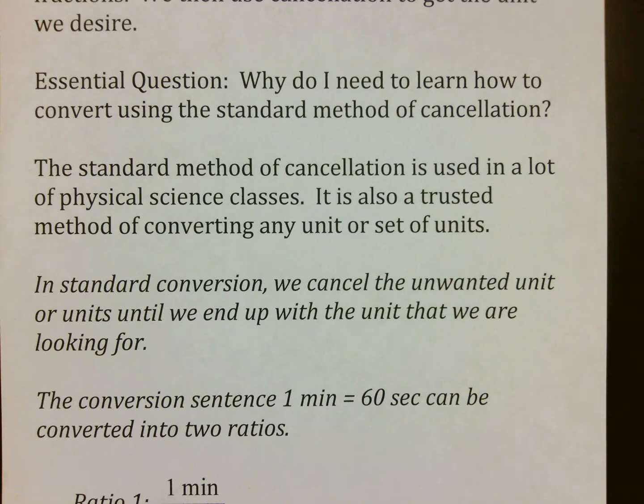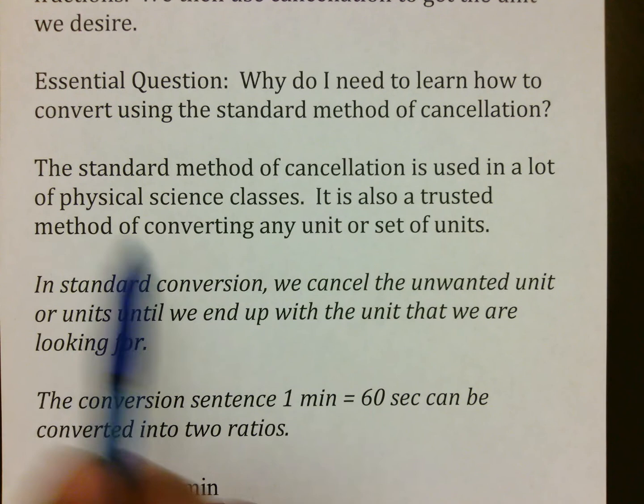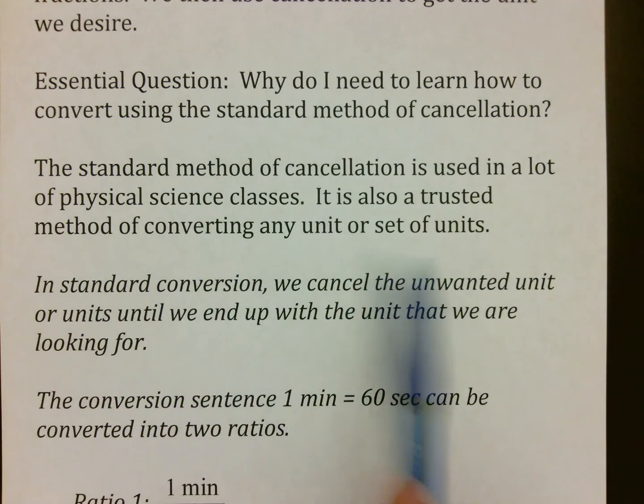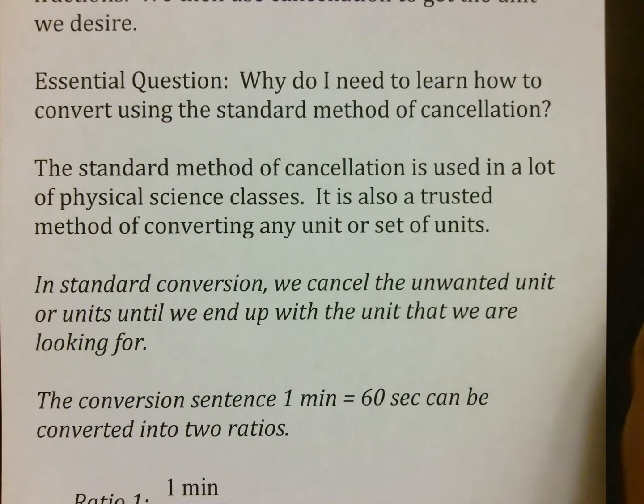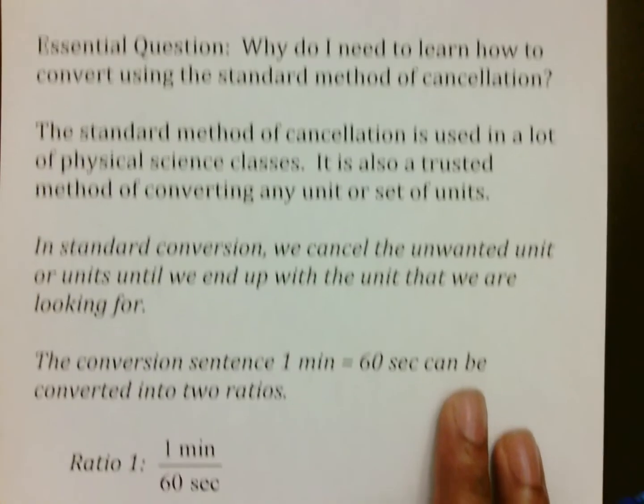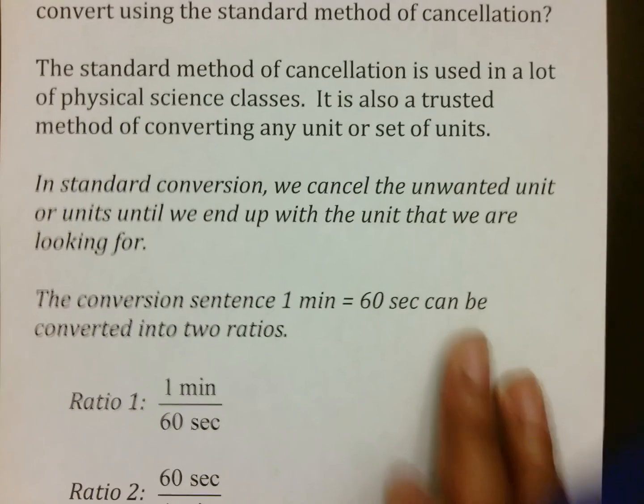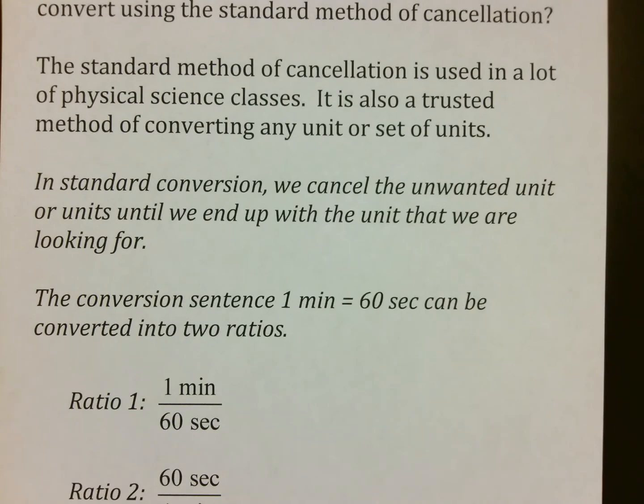But with chemistry and the physical sciences being numbers based, there are a lot of conversions that happen, and it is a trusted method of converting any unit or set of units, because this doesn't just go for one thing like what you're going to see in the chapter. It goes for a whole bunch of different types of questions, and so it's good to know because you never know when you might need to convert something. In standard conversion, what we do is we cancel the unwanted unit or units until we end up with the unit that we are looking for.